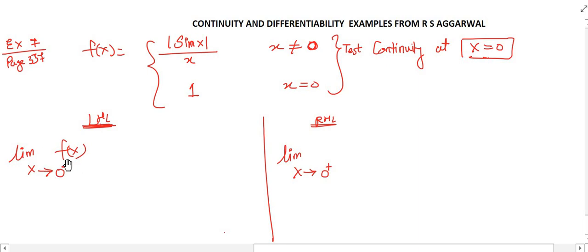In this case, x is not equal to 0. So what function should I take? Not equal to 0: this or this? X is not equal to 0, this one. So I will use this definition of the function. Correct? This function has two definitions, this and this. I will pick up this one.